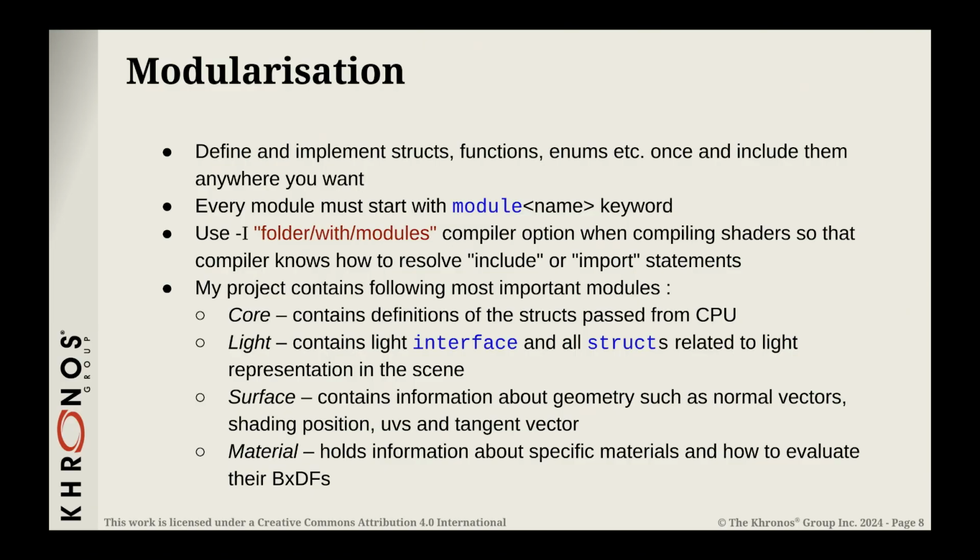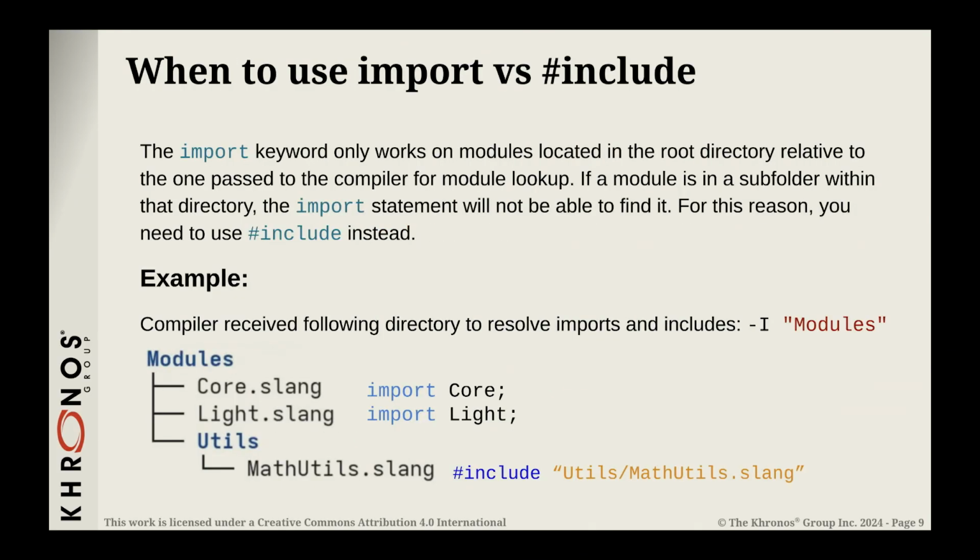So my project is making use of the modules, and the most important modules are core, light, surface, and material. When using modules, you can either import or include them. The difference is that modules located in the root directory relative to the path provided to the compiler can be accessed using the import keyword, whereas modules in subdirectories must be accessed using #include, which specifies the subdirectory and the .slang file where the module resides.